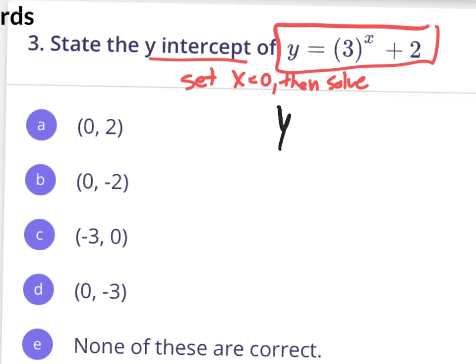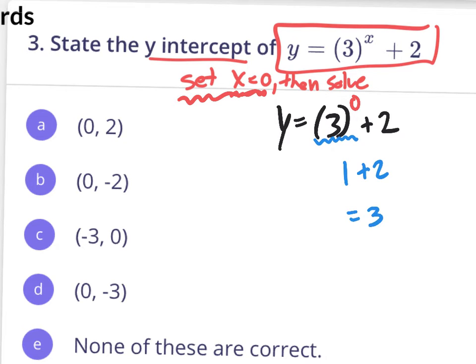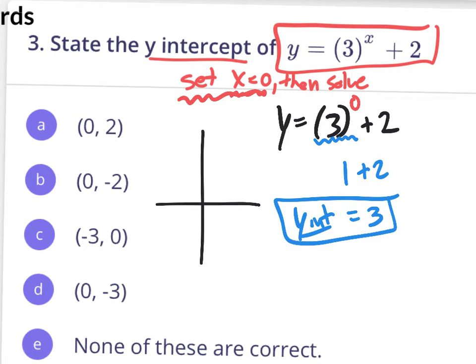So I really have y equals 3 to the power of, instead of x, I'm going to plug in that 0 that I'm saying, set x equal to 0. I plugged it in right there. Then we have a plus 2 at the very end. So we should all know that 3 to the 0 is 1, and 1 plus 2 equals 3. So your y-intercept is at 3.